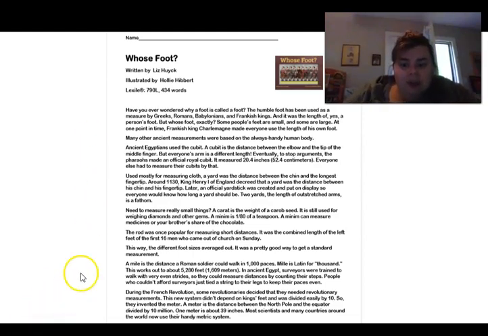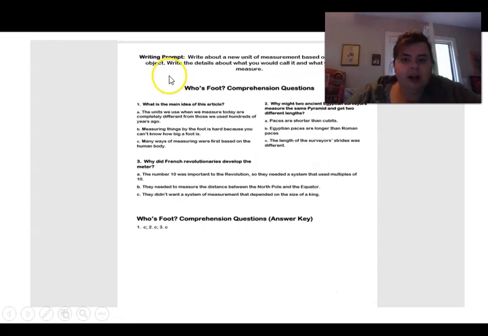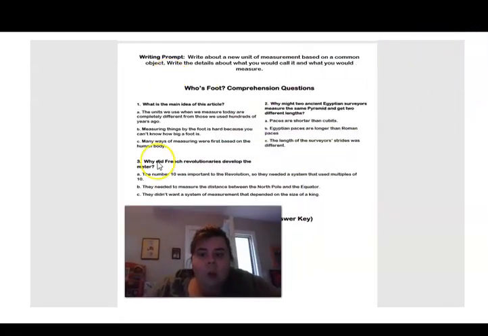So let's look. I'm looking for the term French Revolution or revolutionaries. Oh, I see it right at the bottom in paragraph 9. French revolutionaries. Some revolutionaries decided they needed revolutionary measurements. This new system didn't depend on king's feet and was divided easily by 10. So they invented the meter. All right, let's see what our answer choice could be. Why did the French revolutionaries develop a meter?